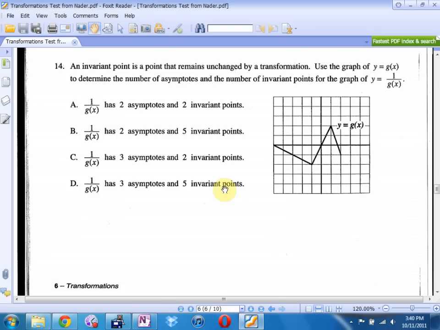Reciprocal. Where did asymptotes come from on a reciprocal? Wherever the original graph was, what? X-intercepts. 1, 2, three. How many asymptotes? Three. I would cross out A and B. Right? How many invariant points? Invariant points are where? One? Yes. Two? Three? Four? Five. There would be five invariant points. What did I say? Three asymptotes or two? Three asymptotes and five? D, I believe, is the correct answer.